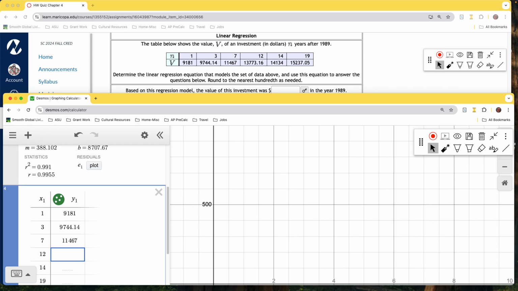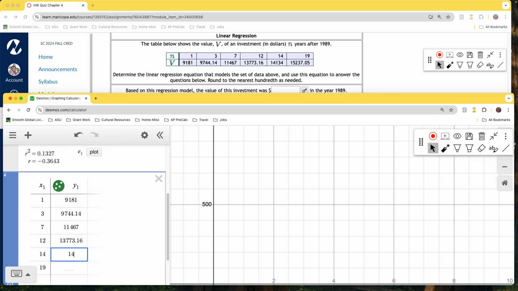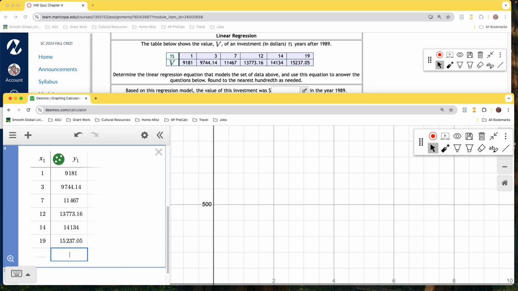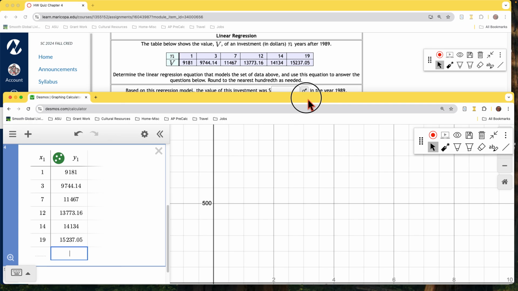11,467, 13,773.16, 14,134, and 15,237.05. Okay, so I got, again, I checked. I think I got it all right. That's really all I need from this at this point.